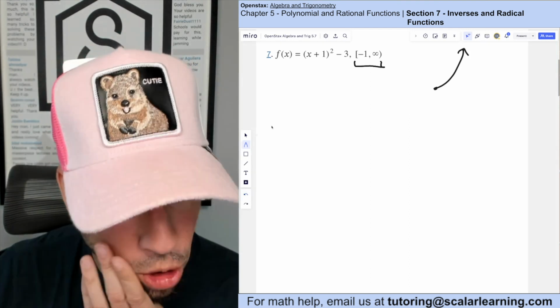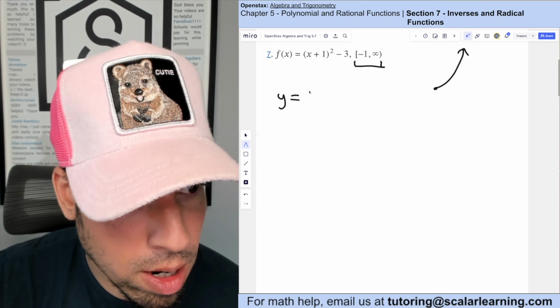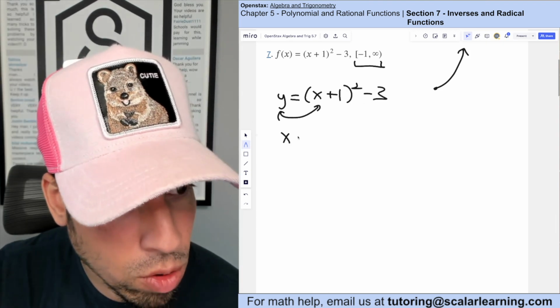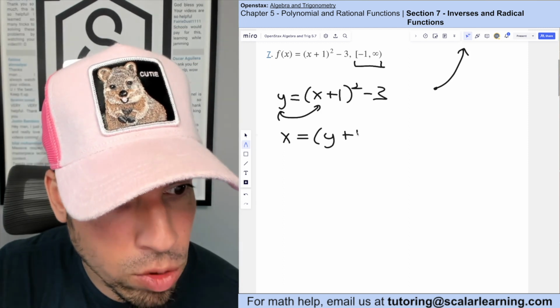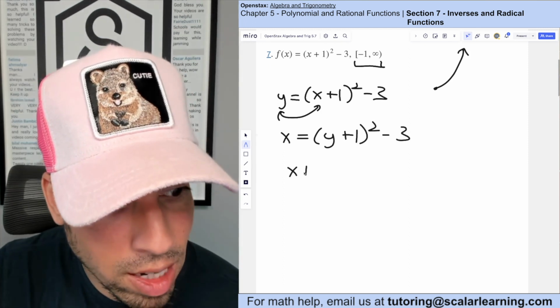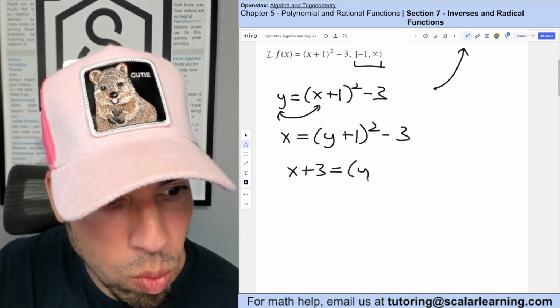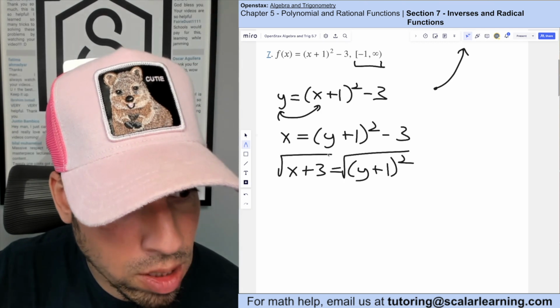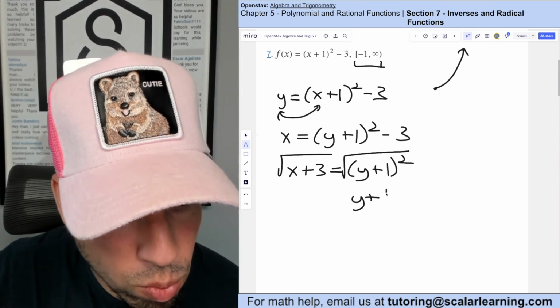First, I'm replacing f of x with y. Then the next step is we swap the x's with the y's and vice versa. So x equals (y plus 1) squared minus 3. Then we're going to add 3 to both sides. x plus 3 equals (y plus 1) squared. Then we're going to take the square root of both sides. And then we get y plus 1 equals.